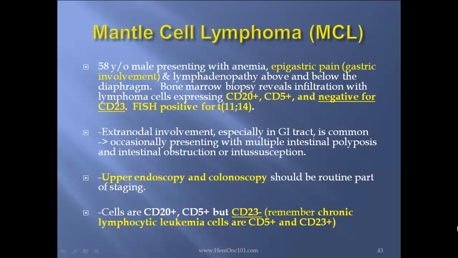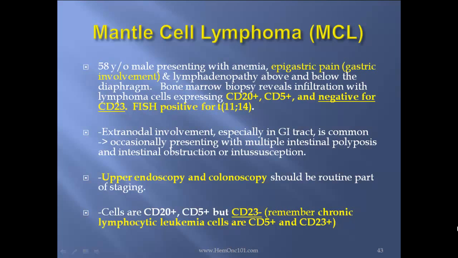Mantle cell lymphoma. Case report. 58-year-old male presenting with anemia, epigastric pain because there's gastric involvement, lymphadenopathy above and below the diaphragm. Bone marrow biopsy reveals infiltration with lymphoma cells expressing CD20, CD5, and negative for CD23. Very important: FISH positive for translocation 11;14, which is cyclin D1.